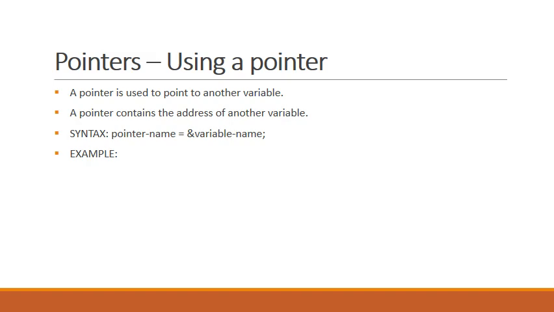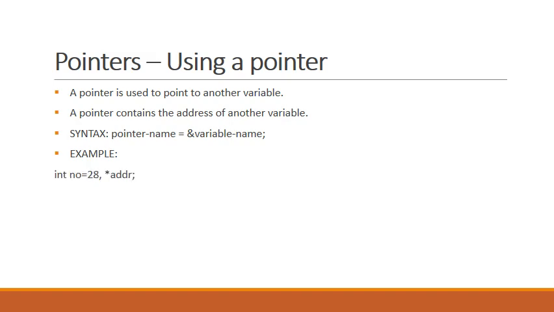Now, how can we assign a value to a pointer? I already told you that a pointer can hold the address of another variable as its value. So the value given to a pointer should be an address. How can we assign it? Pointer name is equal to ampersand variable name. Ampersand means address. We always know that it is the reference operator, right? So ampersand variable name. This is how we can use it.